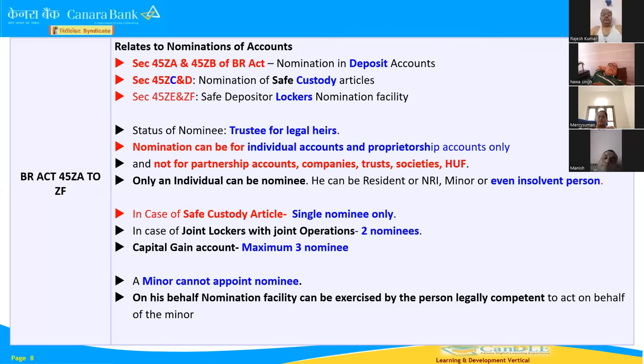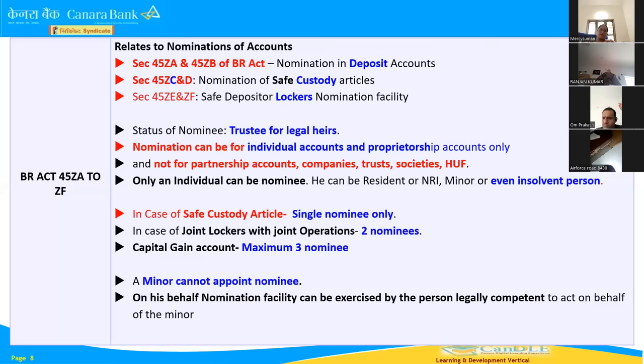45ZA to ZF, we have to divide into three parts. There are three types of nominations we accept: on deposits, on lockers, and on safe custody articles. Now 45ZA to ZF is divided into three parts: ZA to ZB, ZC to ZD, ZE to ZF. A to F are six alphabets. AB is one, CD is one, EF is one. Now you correlate. Now the first one is deposits.